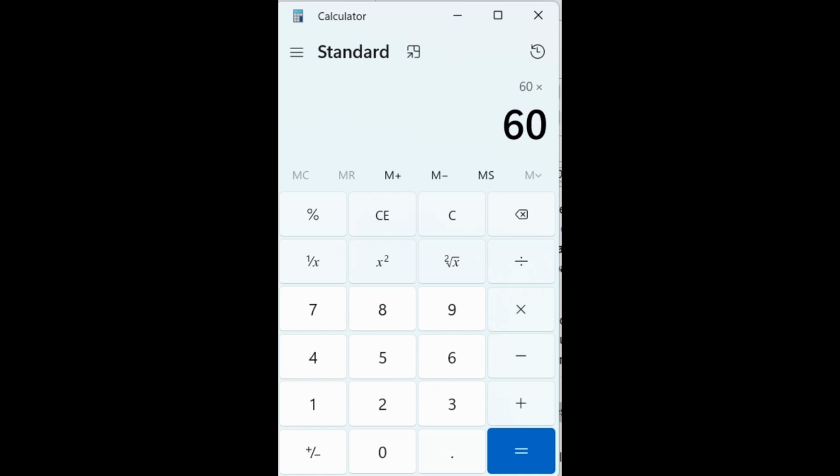It automatically, immediately executed the 50 plus 10. So we have 50 plus 10. I haven't even multiplied by 0 yet, right?